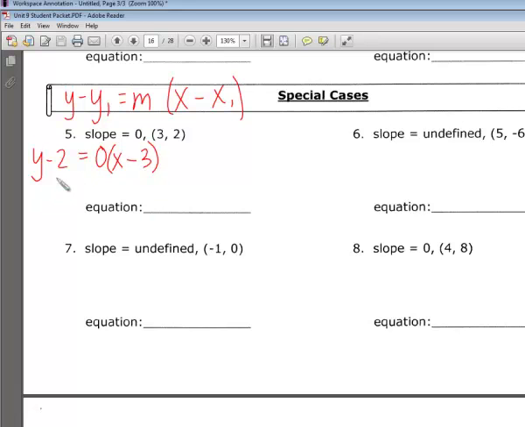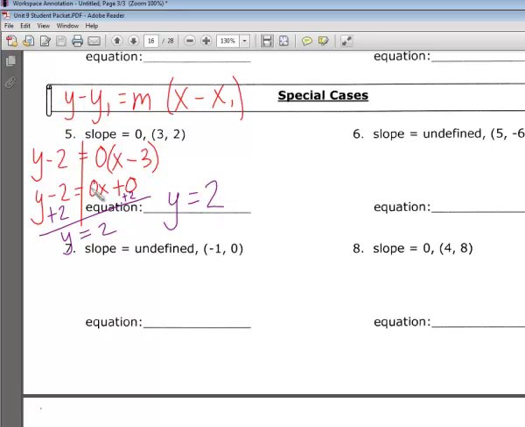Then I need to distribute. So 0 times x gives me 0x. And 0 times negative 3 just gives me plus 0. So over here I have y minus 2 equals 0x plus 0. So in order to get y by itself, I'm going to add 2 to both sides. And I end up with y equals 2. So I'm going to put that right here.